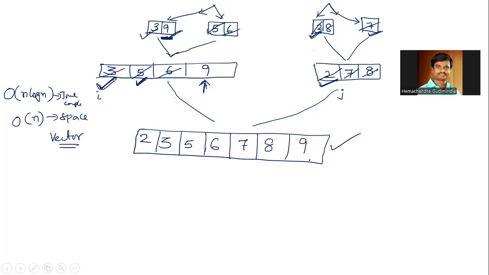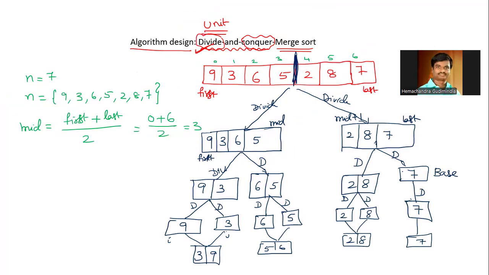Is it clear now? Same thing, whatever the operations we have done, now we have to write the code in terms of programming using Visual Studio. So first step, when we want to perform the divide operation, we have to calculate the midpoint, mid value: first point plus last point by 2. So by using this formula, you can calculate the mid value.